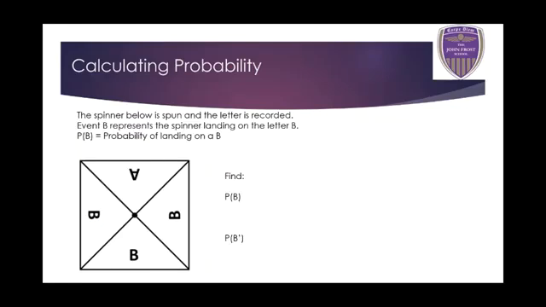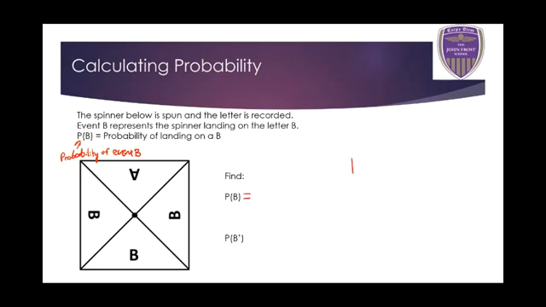So the spinner below is spun and the letter is recorded. Event B represents the spinner landing on the letter B. Therefore, P of B is equal to the probability of landing on a B. Remember, this P here just means probability of, in this case, event B. And we're told that event B is when the spinner lands on a B. So we need to find the probability of the spinner landing on the letter B.